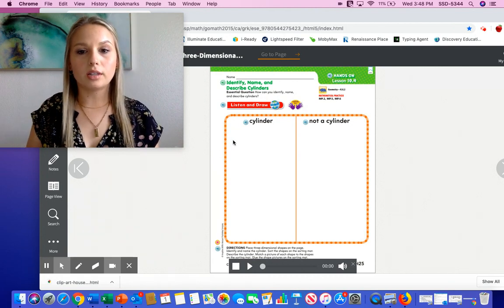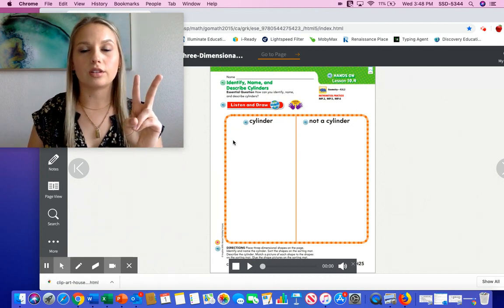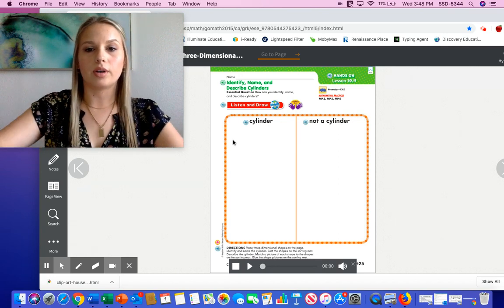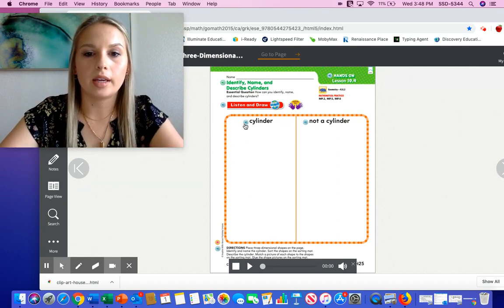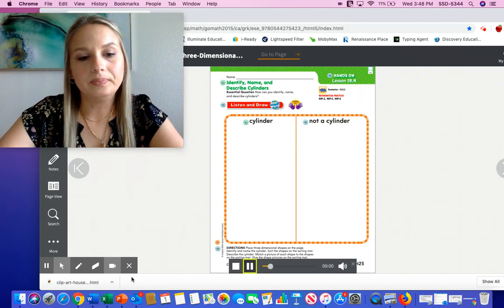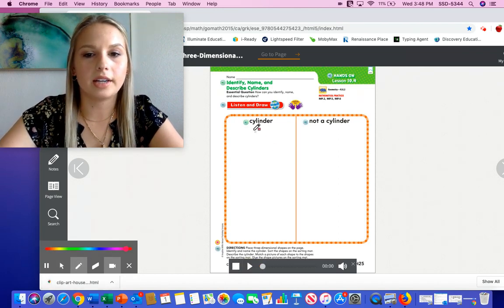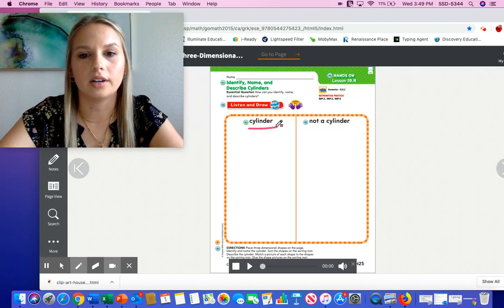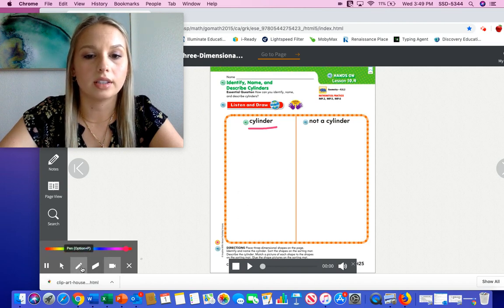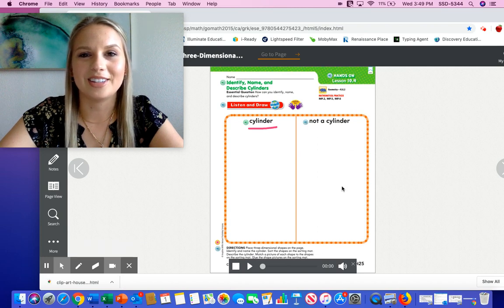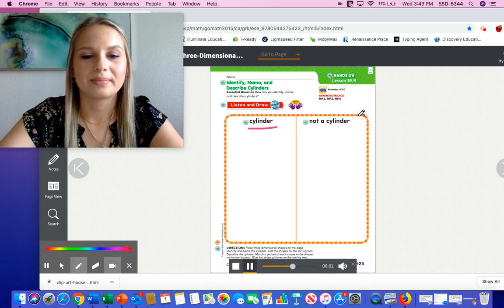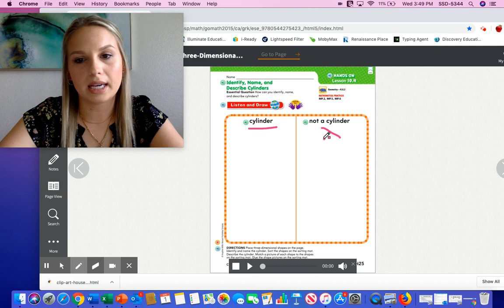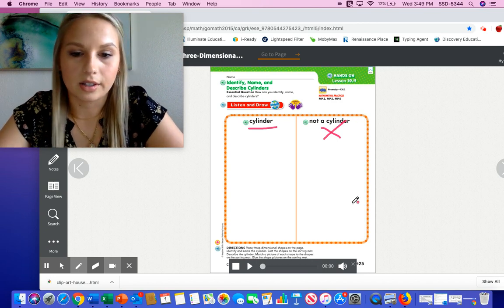Okay, so we already talked about cylinders. We know how to describe them. They have 2 flat surfaces, and they're round and curved, right? On this side of our map it says cylinder. Go ahead and take your pencil. Let's underline the word cylinder. This is where we're going to put objects that are cylinders or shapes that are cylinders. Let's look at the next side over here. This side says, take a guess. What do you think it says? Not a cylinder. So put a big X. Uh-oh, those are not a cylinder.